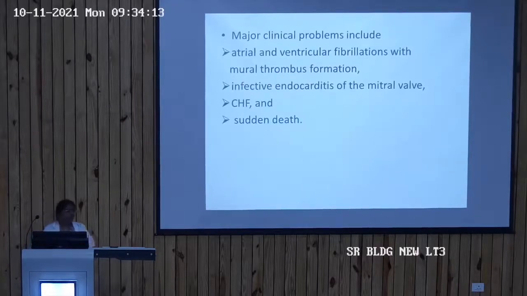So the major clinical problems encountered in hypertrophic cardiomyopathy are atrial and ventricular fibrillations with mural thrombus formation, and infective endocarditis of the mitral valve, because, as I said, the mitral valve becomes deformed, and endocarditis frequently involves the deformed valves. Then it will cause heart failure and sudden death.